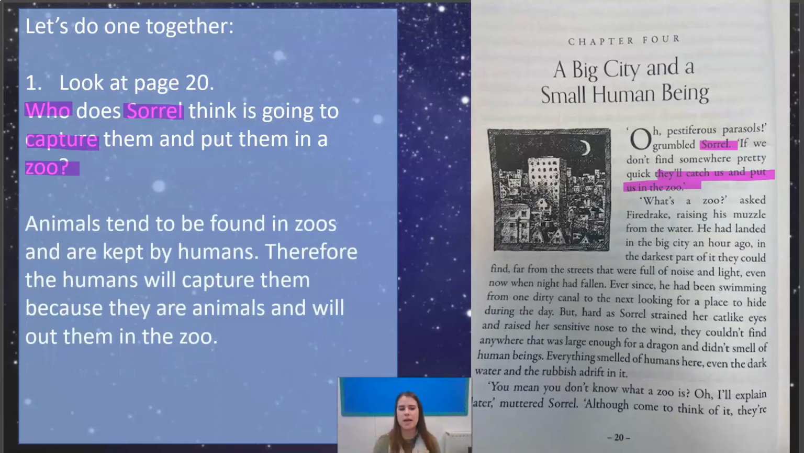Okay, so my answer would be animals tend to be found in zoos and are kept by humans. So this is where I'm thinking of the link to human beings. This is my reasoning behind it. Therefore, the humans will capture them because they are animals and will put them in the zoo.